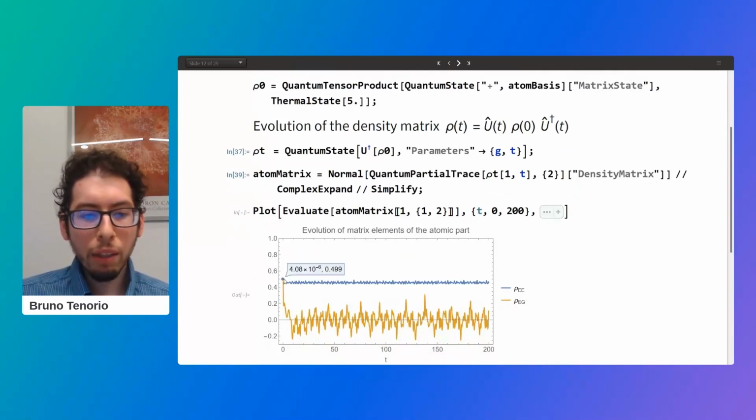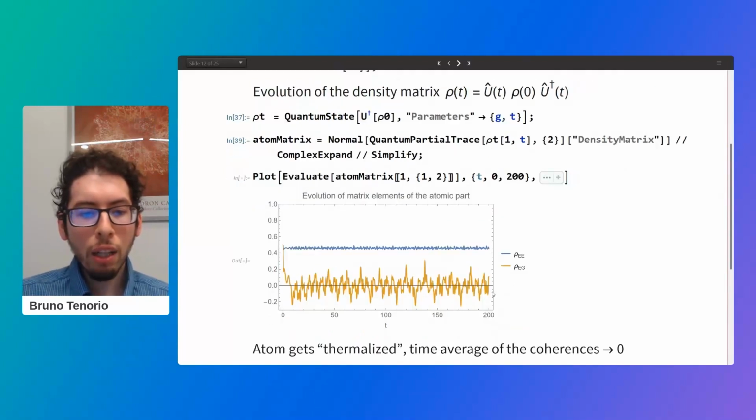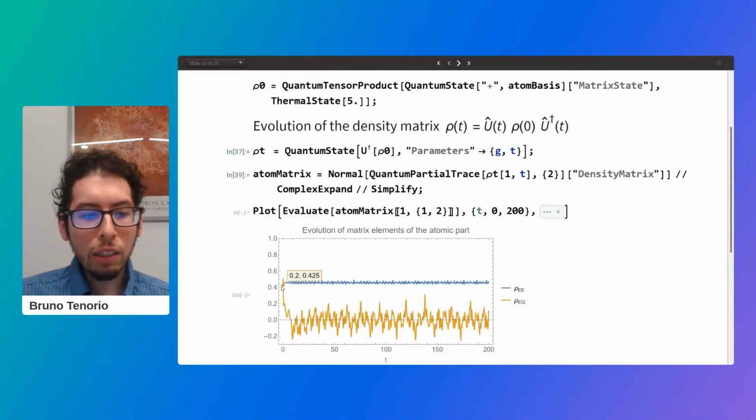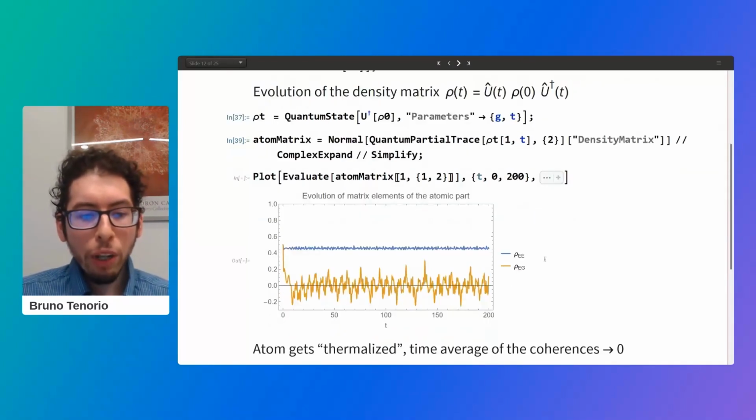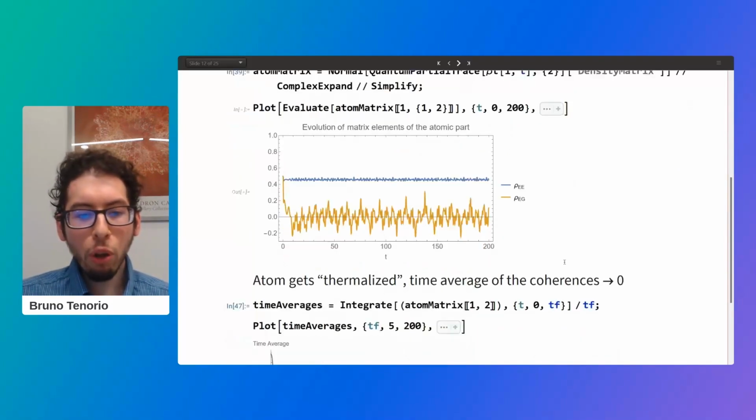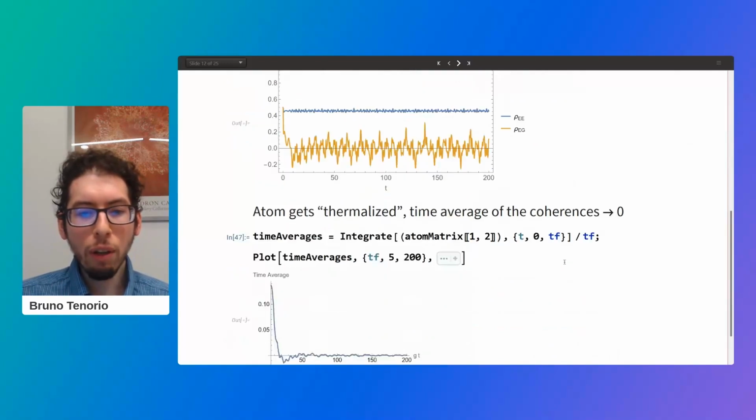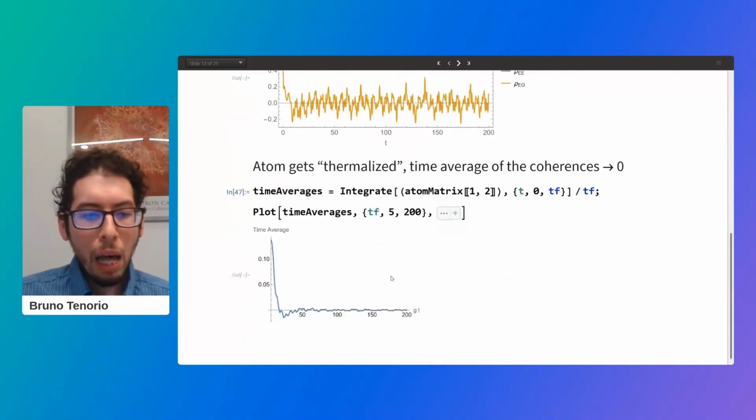We see that we get oscillation for the EE term, and for the EG that is off diagonal, it starts to decrease to 0 and it will oscillate around this. But we know that the atom should get thermalized, so that means that the time average of the coherence should go to 0. We can verify that by plotting the time average of that matrix component. And we can see that if we wait a sufficiently long time, that time average is essentially 0.